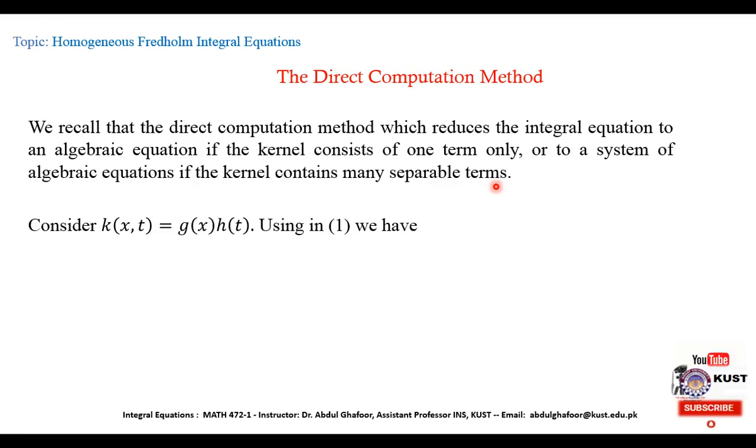Consider the separable kernel k(x,t) equal to g(x)h(t), and using this k(x,t) in equation 1, we get equation 2, where equation 2 has been obtained from equation 1 just by plugging k(x,t) with g(x) h(t). Now, since integration is with respect to t, we are taking g(x) out of the integral sign. Now, in the direct computation method, since this is a function of t, h(t) u(t), and the definite integral of this h(t) u(t) is just a constant, we replace this integral by a constant.